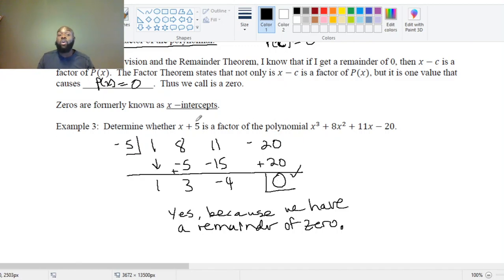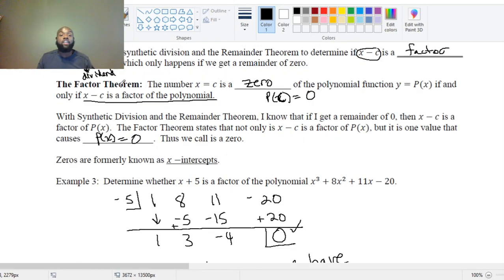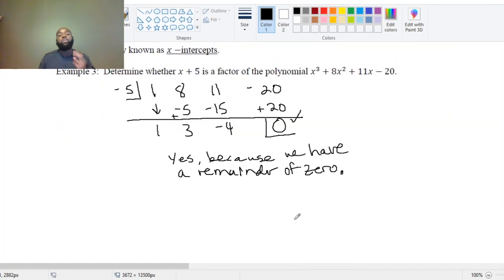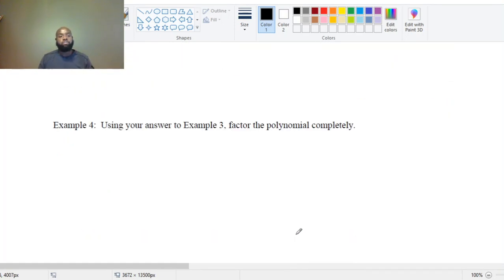What I also know, based off of the factor theorem, is that -5 is an x-intercept or a 0 of this polynomial. Because if I plug in -5, the remainder is what I get when I plug in -5 into that function. All right, so you actually get both of those things.